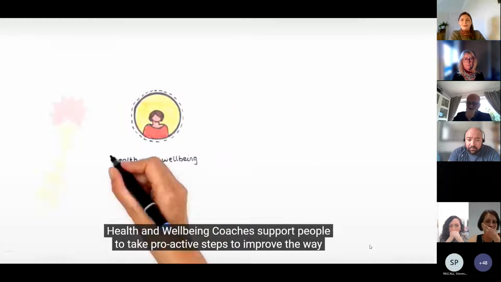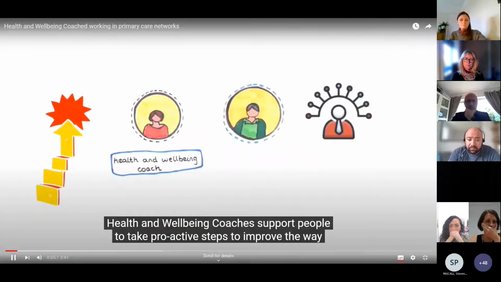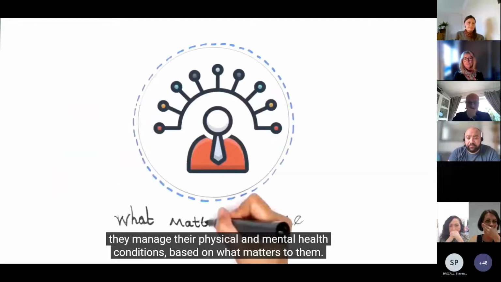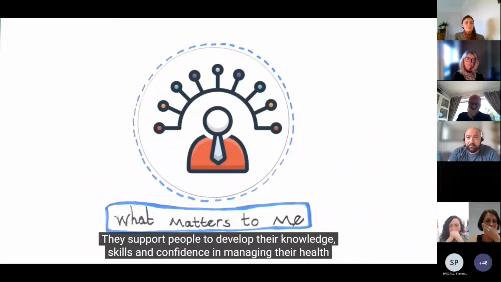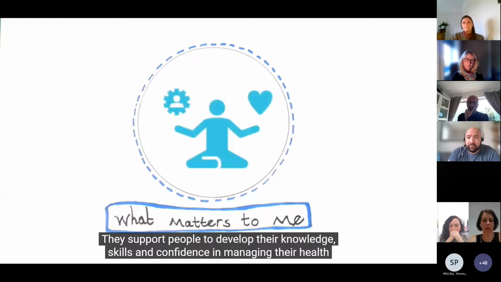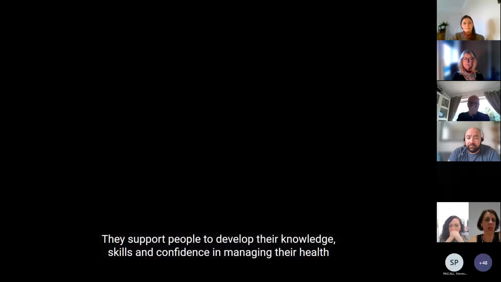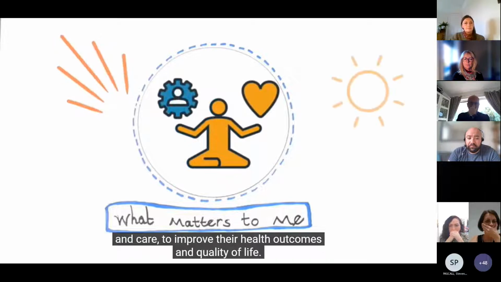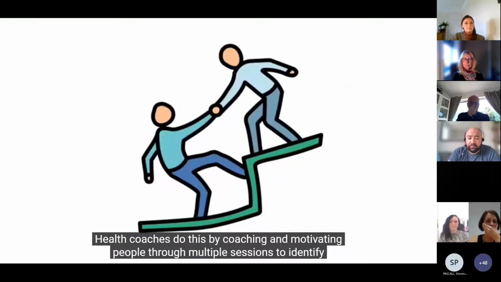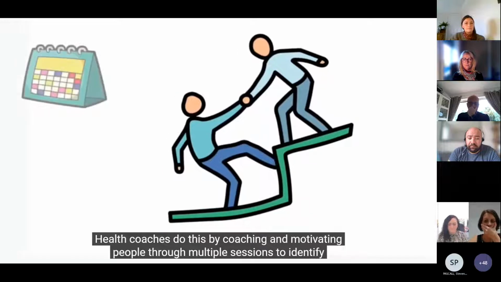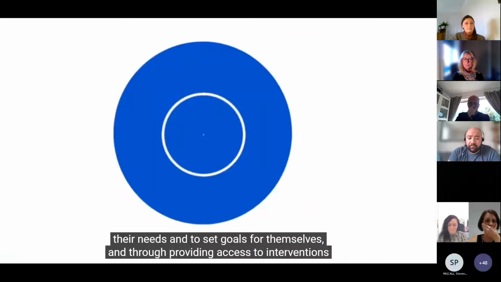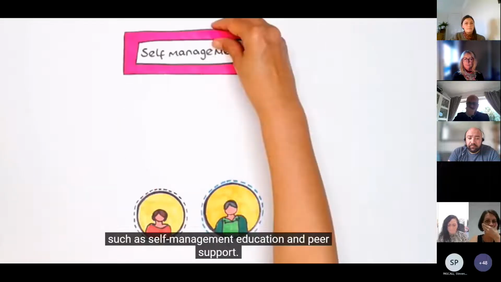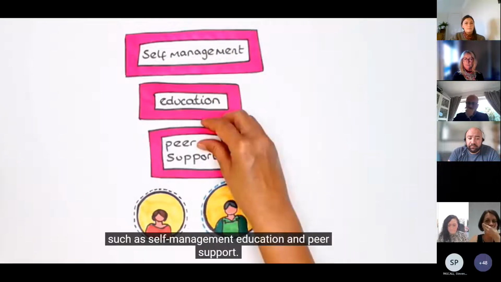Health and wellbeing coaches support people to take proactive steps to improve the way they manage their physical and mental health conditions, based on what matters to them. They support people to develop their knowledge, skills, and confidence in managing their health and care to improve their health outcomes and quality of life. Health coaches do this by coaching and motivating people through multiple sessions to identify their needs and to set goals for themselves, and through providing access to interventions such as self-management, education, and peer support.